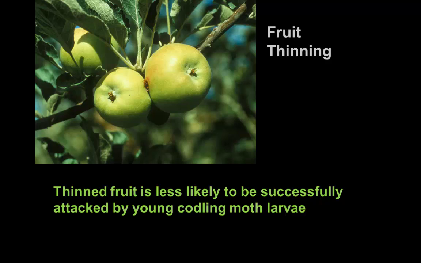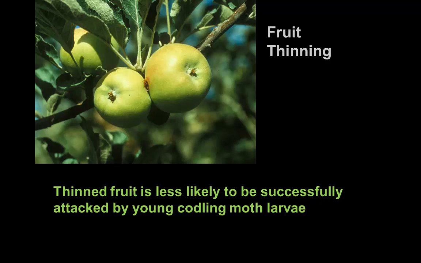One thing is this fruit thinning issue that I discussed earlier, where fruit that touches is often at a site where this insect is more likely to be successful in entering the fruit. So if you thin fruit so you don't have two fruit touching, you should have fewer larvae successfully entering a fruit. And fruit thinning obviously has some other advantages.